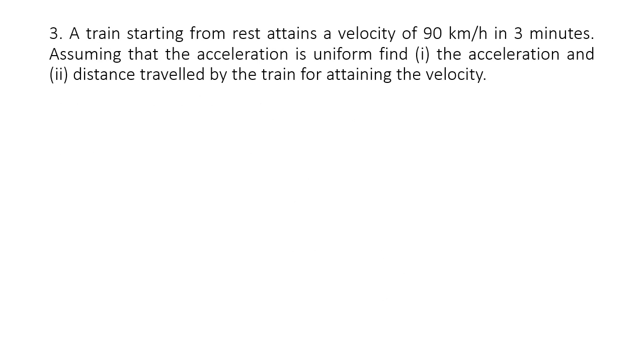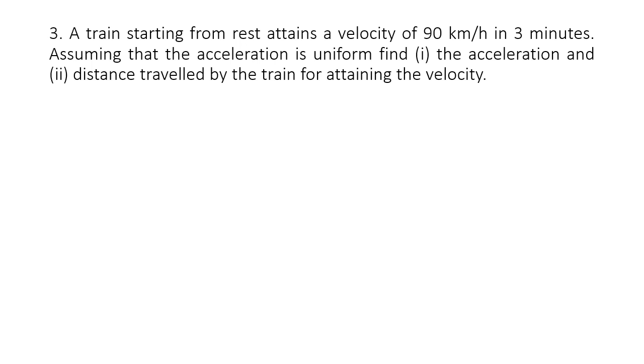A train starting from rest. Now the train is starting from rest means the initial velocity is how much? Yes, 0 meter per second, because the train is starting from rest. It attains a velocity of 90 km per hour. So remember, we have to convert the kilometer per hour into meter per second.